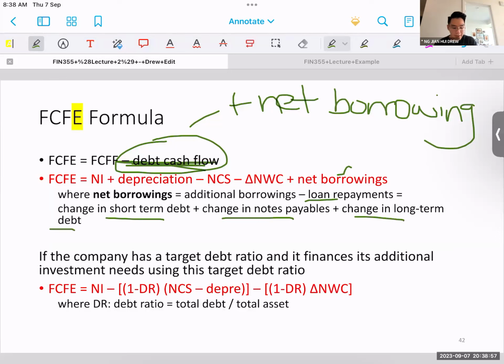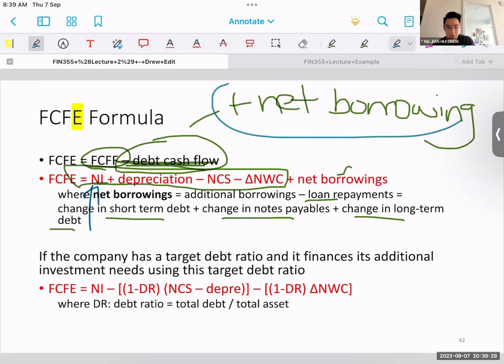Now, your FCFF, remember, if you flip back to a couple of slides ago, can be derived into this component if it is net income, right? So remember, there are various decompositions of the FCFF. This is just one example using the net income. You can actually use the EBIT or even the tax shield method. But the main thing is that you just need to add in your net borrowings here. So this is one way to calculate FCFE.